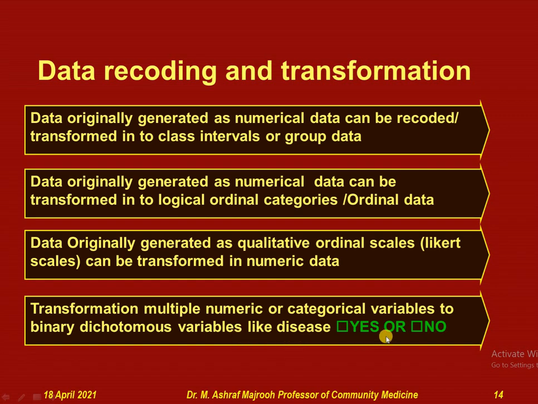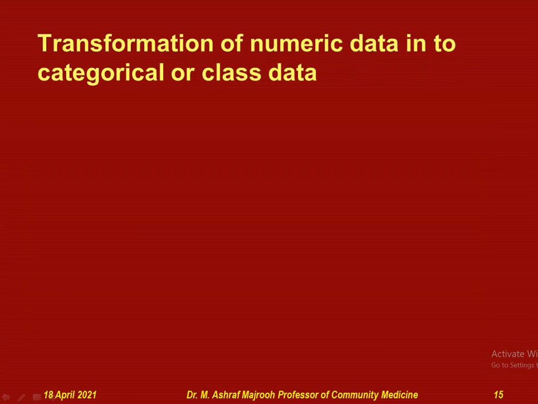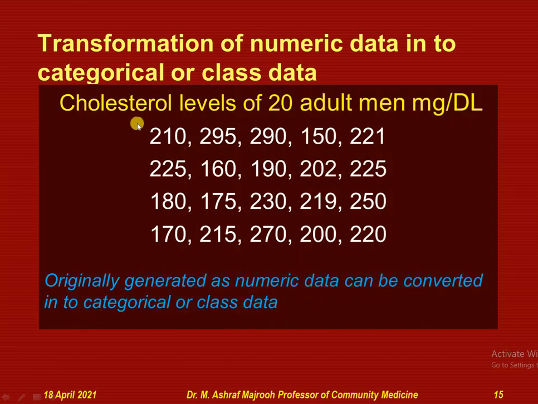This is the binary decision, and behind it is the large amount of data from which we have to develop this composite indicator. The transformation of numeric data to categorical data or class data. So if we look at this, this is the data set: the cholesterol level of 20 adult men. Originally this data is generated in numeric form, and this can be converted into class data. Let's see how this can be converted into class data.